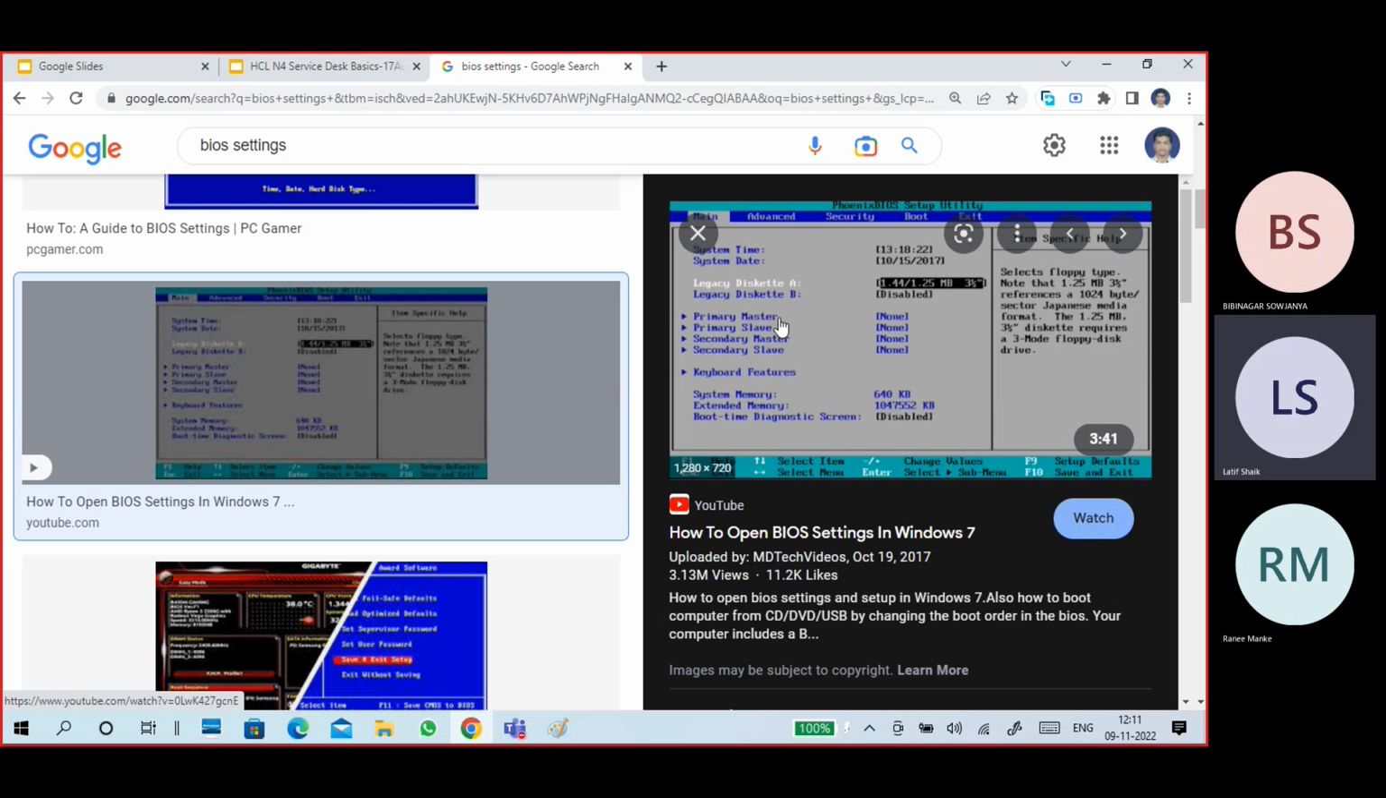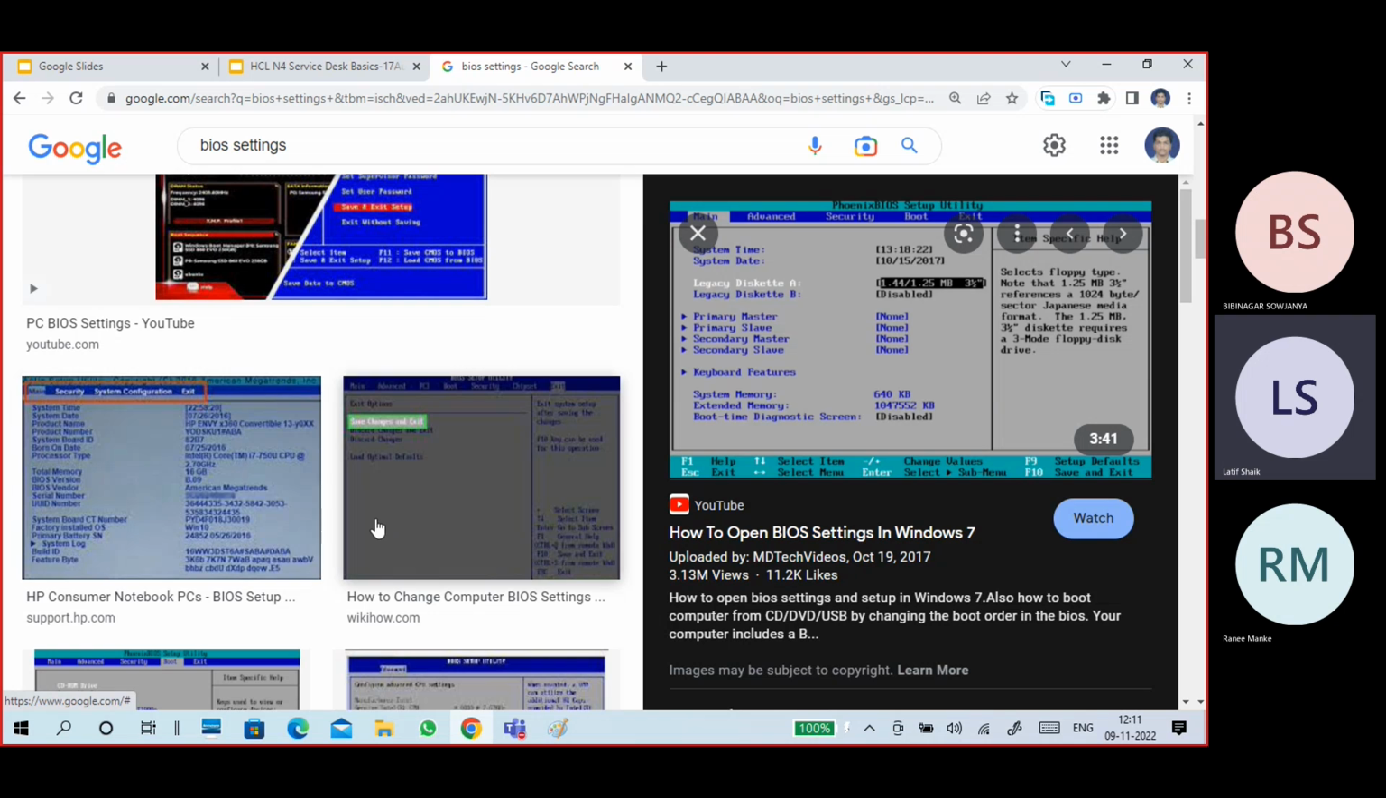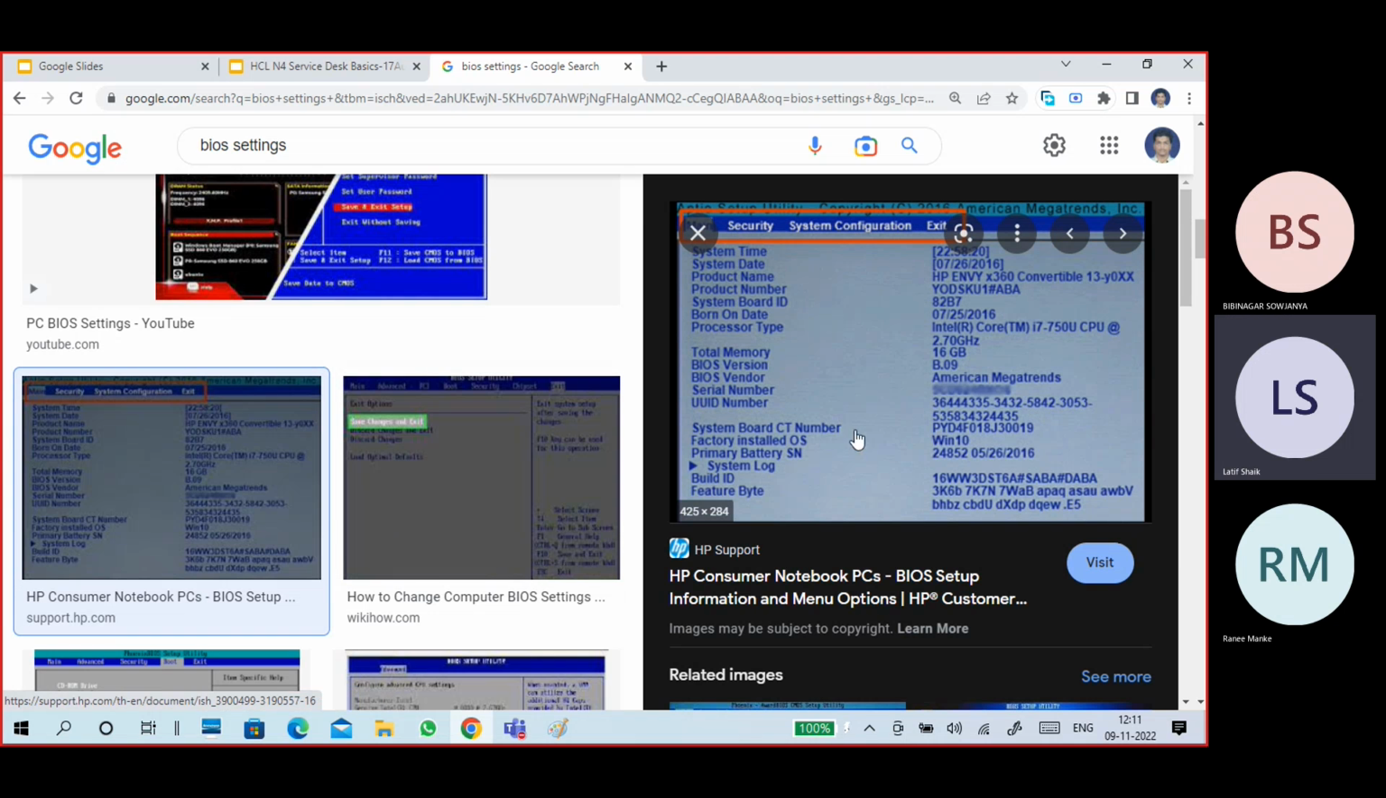See, it is primary master, primary slave, secondary master, secondary slave. None is there, but actually it shows the hard disk here, in this place. The date and time, your product name, your processor type and memory. And you can see the hard disk will also show where it is located. Okay.